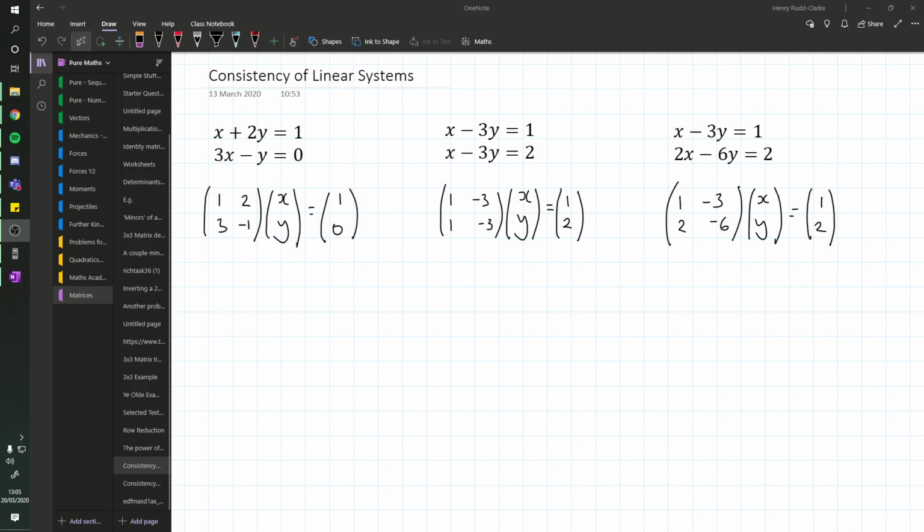Hello, further mathematicians. I'm just finishing off the last little bit of the Matrices chapter 6, before we move on to chapter 7 next week. So, I'm going to be talking about consistency of linear equations.